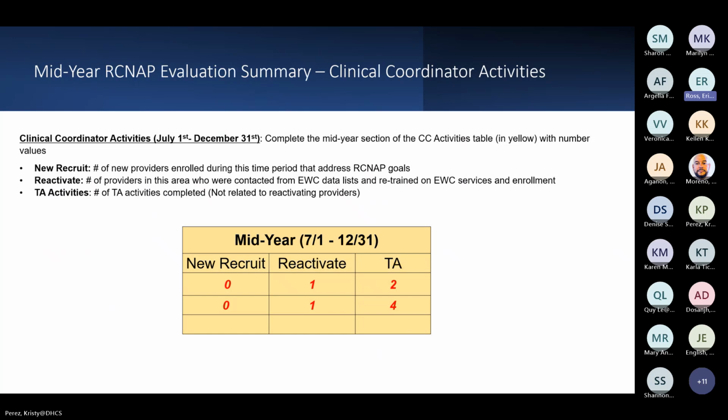As a reminder, new recruit is the number of new providers enrolled from July through December that address your RCNAP goals. Reactivate is the number of providers in this area who are contacted and retrained on EWC services and enrollment. And TA is all other technical assistance activities not related to reactivating providers. Some examples of TA might include meeting with a clinic and explaining policies and clinical standards or case management.